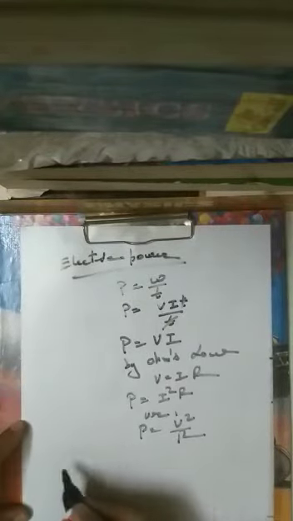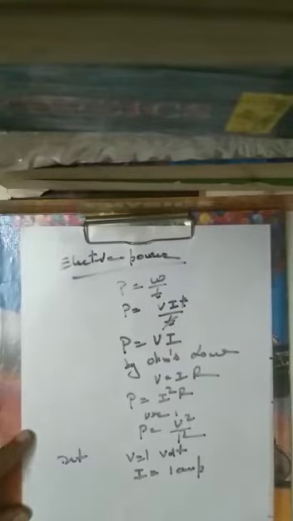If we want to define the power, then we take V is equal to 1 volt, I is equal to 1 ampere. Then power is equal to 1 watt. Here watt is the unit of power.